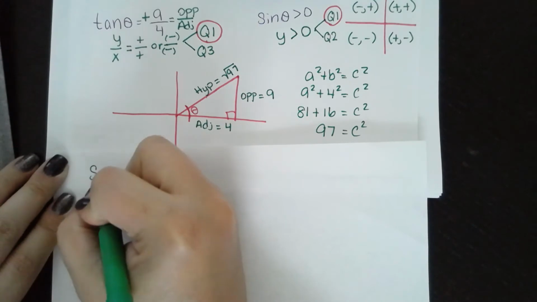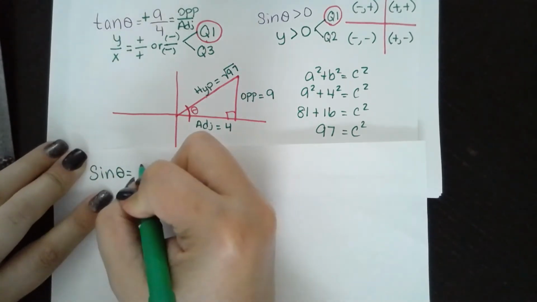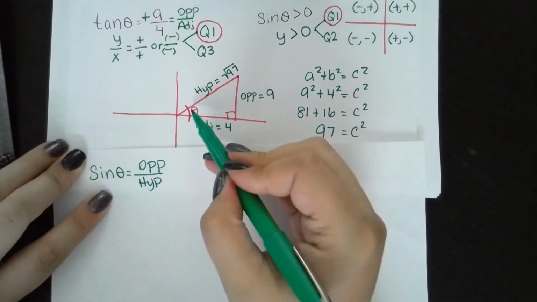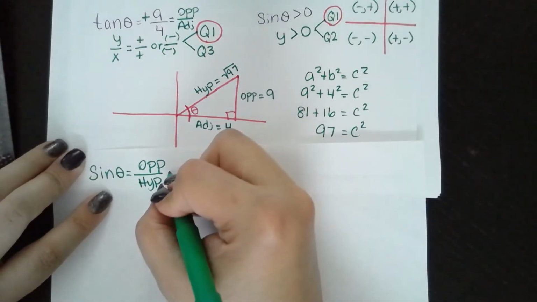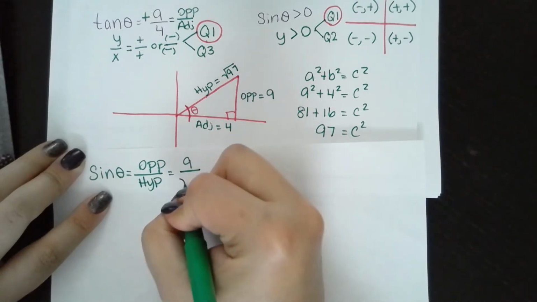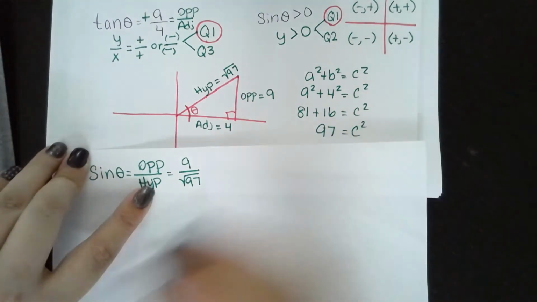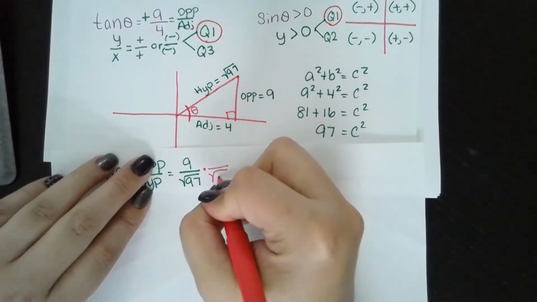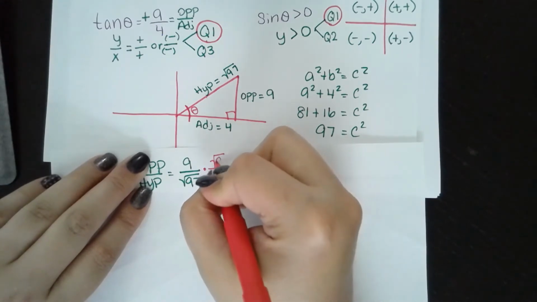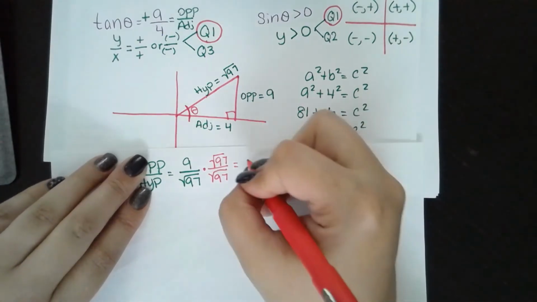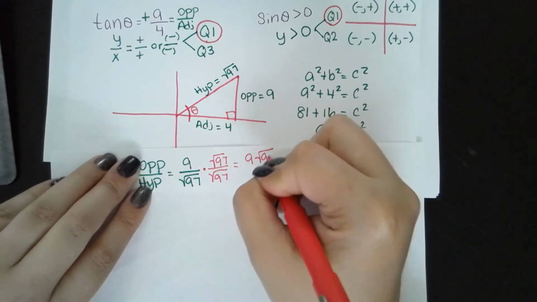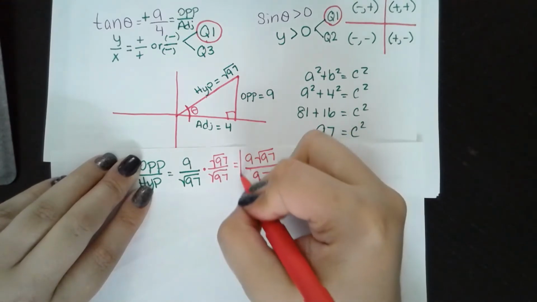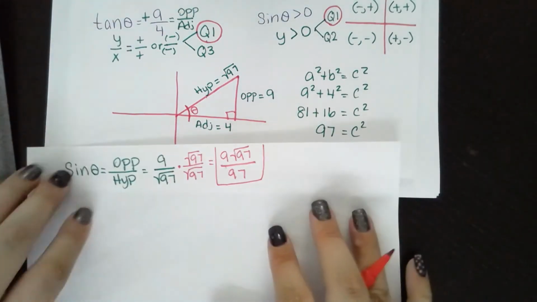Let's look at sine. Sine of theta is the opposite over the hypotenuse. In this triangle, opposite is 9. Hypotenuse is the square root of 97. I get 9 over the square root of 97. Don't forget you must rationalize anything where the square root is in the denominator. So if I rationalize by multiplying by the square root of 97, yes, it's going to look very weird. Yes, that's okay. So this becomes 9 times the square root of 97 over 97, and that is my answer for sine.